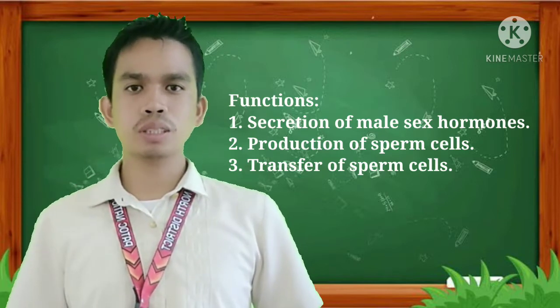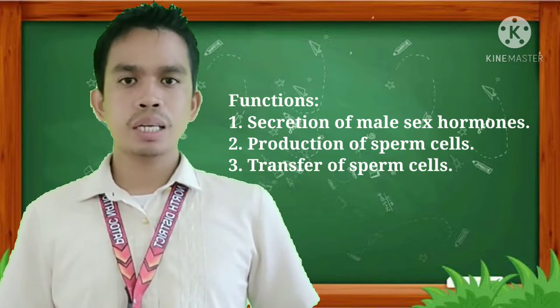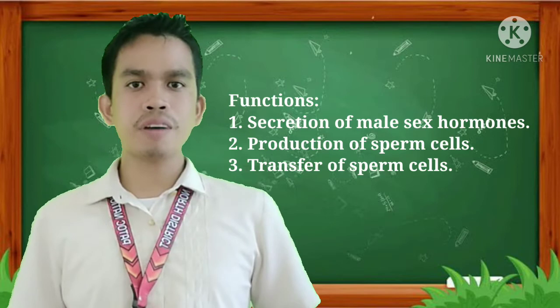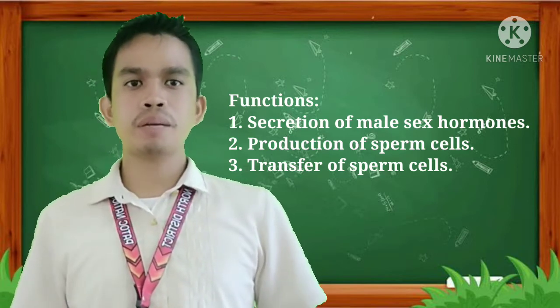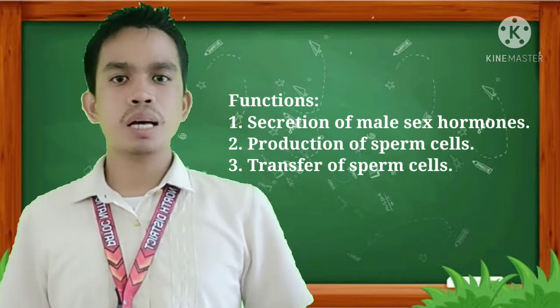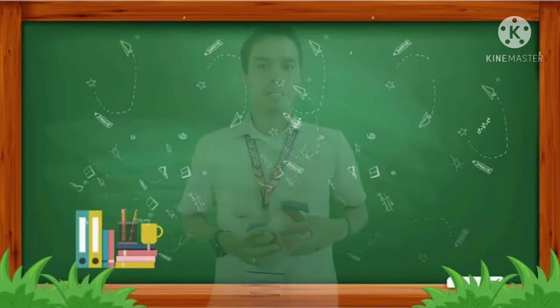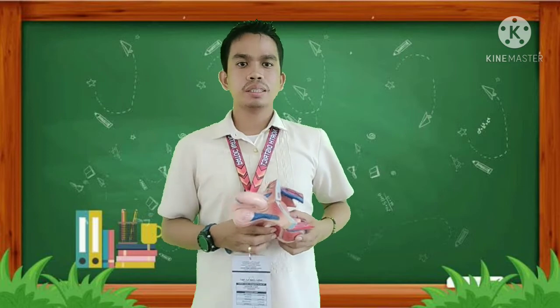The third function of the male reproductive system is the transfer of sperm cell. Sperm cells cannot carry out their functions without it being transported to the female reproductive system. This is where the penis in the male reproductive system comes into play. Let's proceed to the main parts of the male reproductive system. I have here with me a 3D model of the male reproductive system. Now let's recognize the main parts through this model.